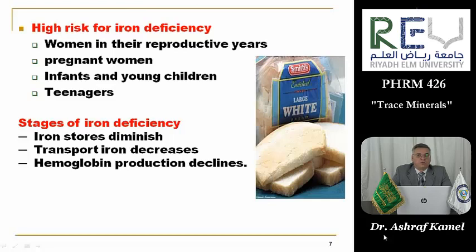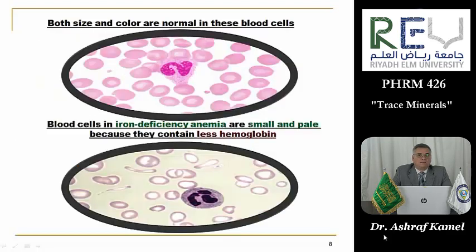That's what we mean by iron recycling. High-risk individuals for iron deficiency include women in their reproductive years, pregnant women, infants and young children, teenagers. Stages of iron deficiency. When the iron is not enough in food, iron stores in the intestine begin to diminish, and transport iron diminishes after the depletion and the emptying of all the iron stores in the intestine. And after this point, hemoglobin formation becomes affected and we get anemia.